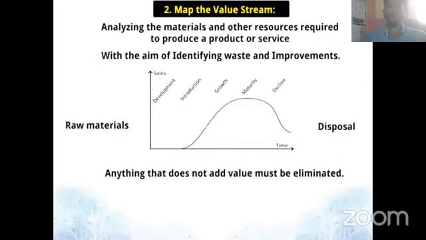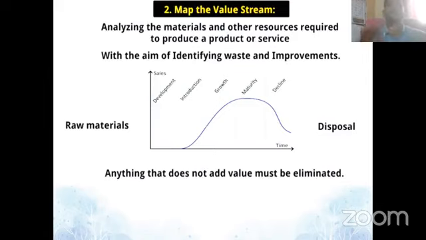The next principle is to map the value stream. In this, we analyze the materials and other resources required to produce a product or service, with the aim of identifying the waste and improvements. A product life cycle converts raw materials to disposal. It involves different stages like development, introduction, growth, maturity, decline, etc. Anything that does not add value must be limited. So in this case, we map the stream.